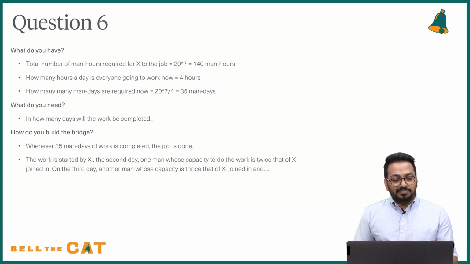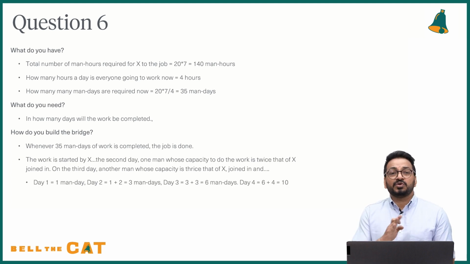Right. So started by X, 1 day, second day. So we've discussed this. Day 1, 1. Day 2, 1 plus 2, 3. Day 3, 3 plus 3, 6. Day 4, 6 plus 4, 10. Now this total is how much? 1, 3, 6 and 10. This total is how much? 1 plus 3 plus 6 is 10. 10 plus 10 is 20. Total required is 35 man days.